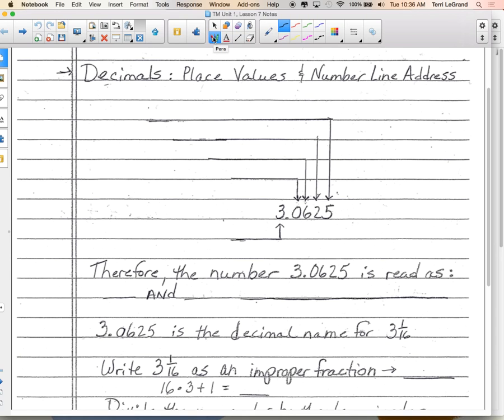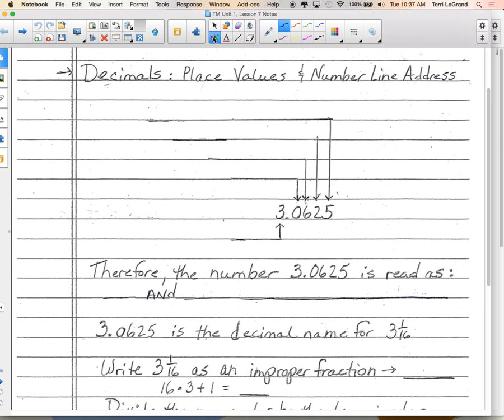Okay, we have a few learning goals today. Let's look at them. I can identify place values in decimal numbers. I don't know how good you are at that yet, but we need to be good at it. I can write fractions as decimals. In other words, every fraction has a decimal name also, and we have to be able to make a fraction into its decimal name.